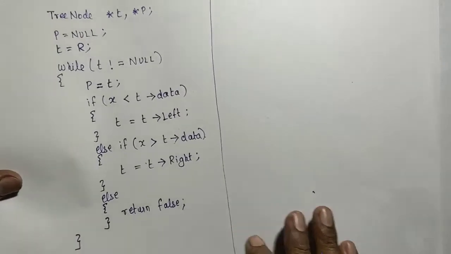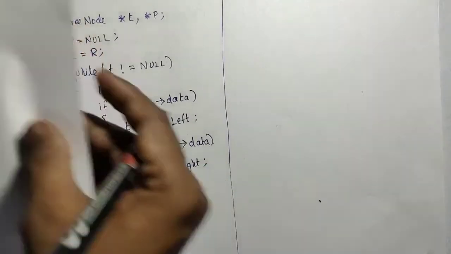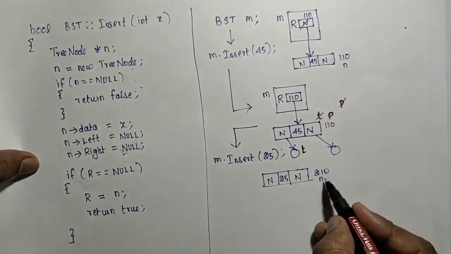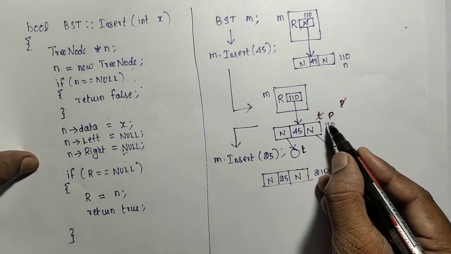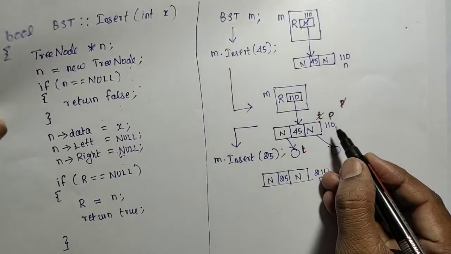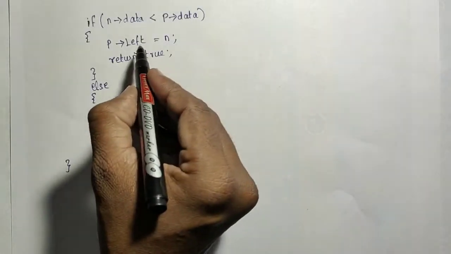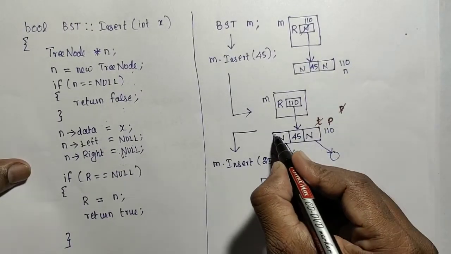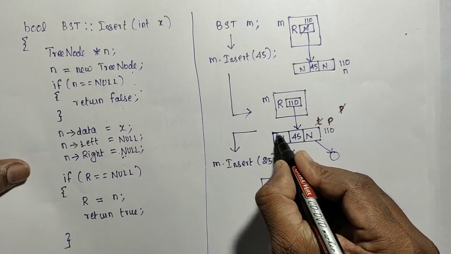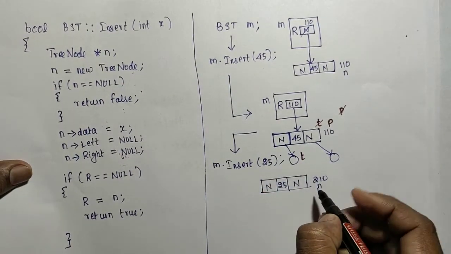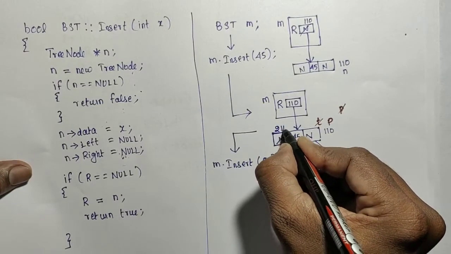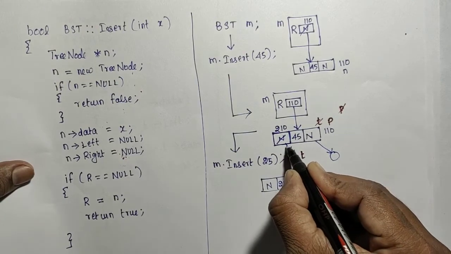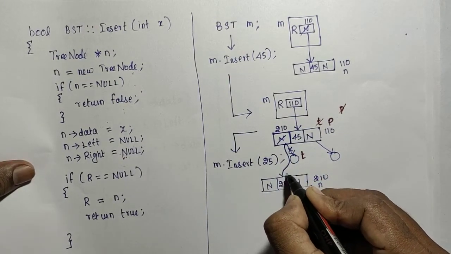As per our code, here in this case t reached null, p of data is 45, n of data is 25, and 25 is lesser, so we have to add this as the left of that. p of left equals n. p is this one, p of left means this one. This is equal to n, whose value is 210, so this will be replaced with 210, so that this link will be cut. Now this link is created.